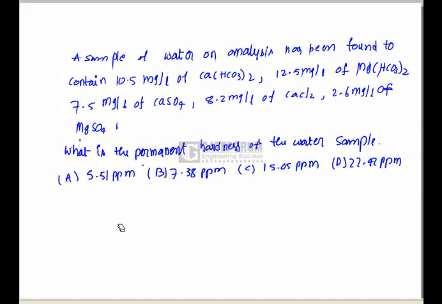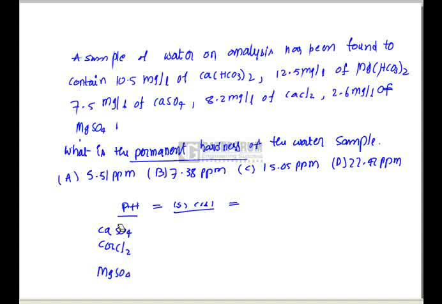We have to find out the permanent hardness that is present in the sample. From the data that was given above, we know that the permanent hardness is going to be because of the other components that are present in the water, that is sulfates and chlorides. So by adding all the sulfates and chlorides components in the water, we will find out the permanent hardness. The other components are CaSO4, CaCl2 and MgSO4.